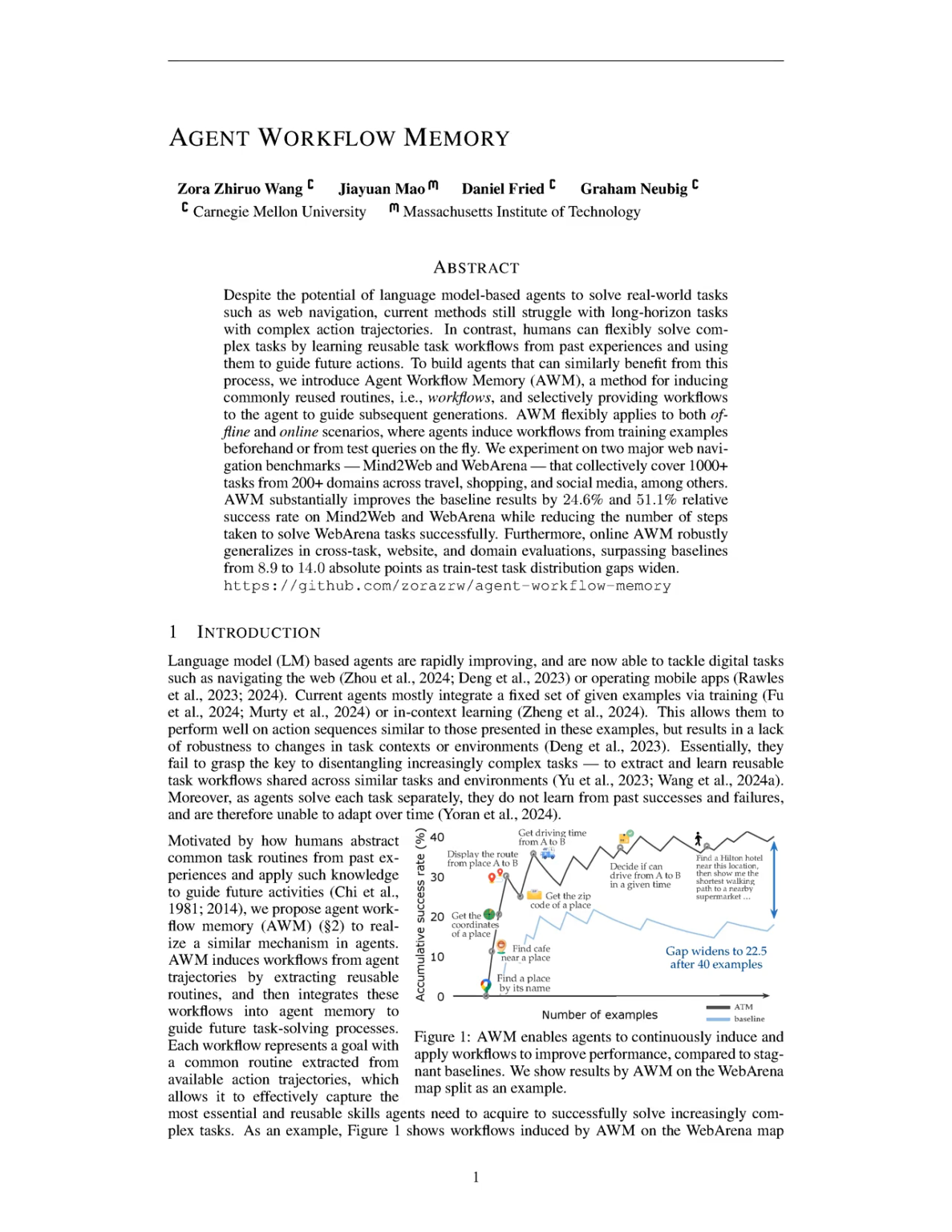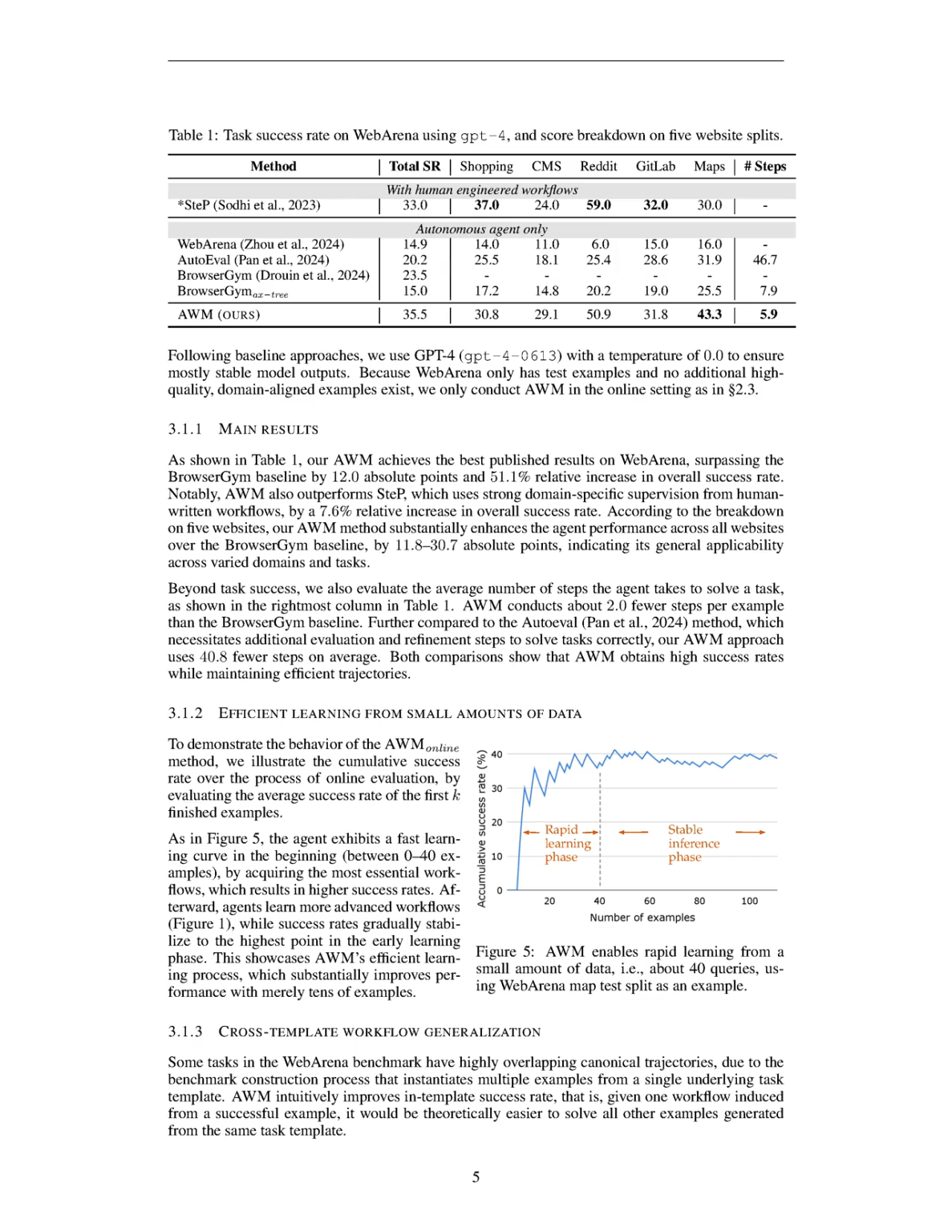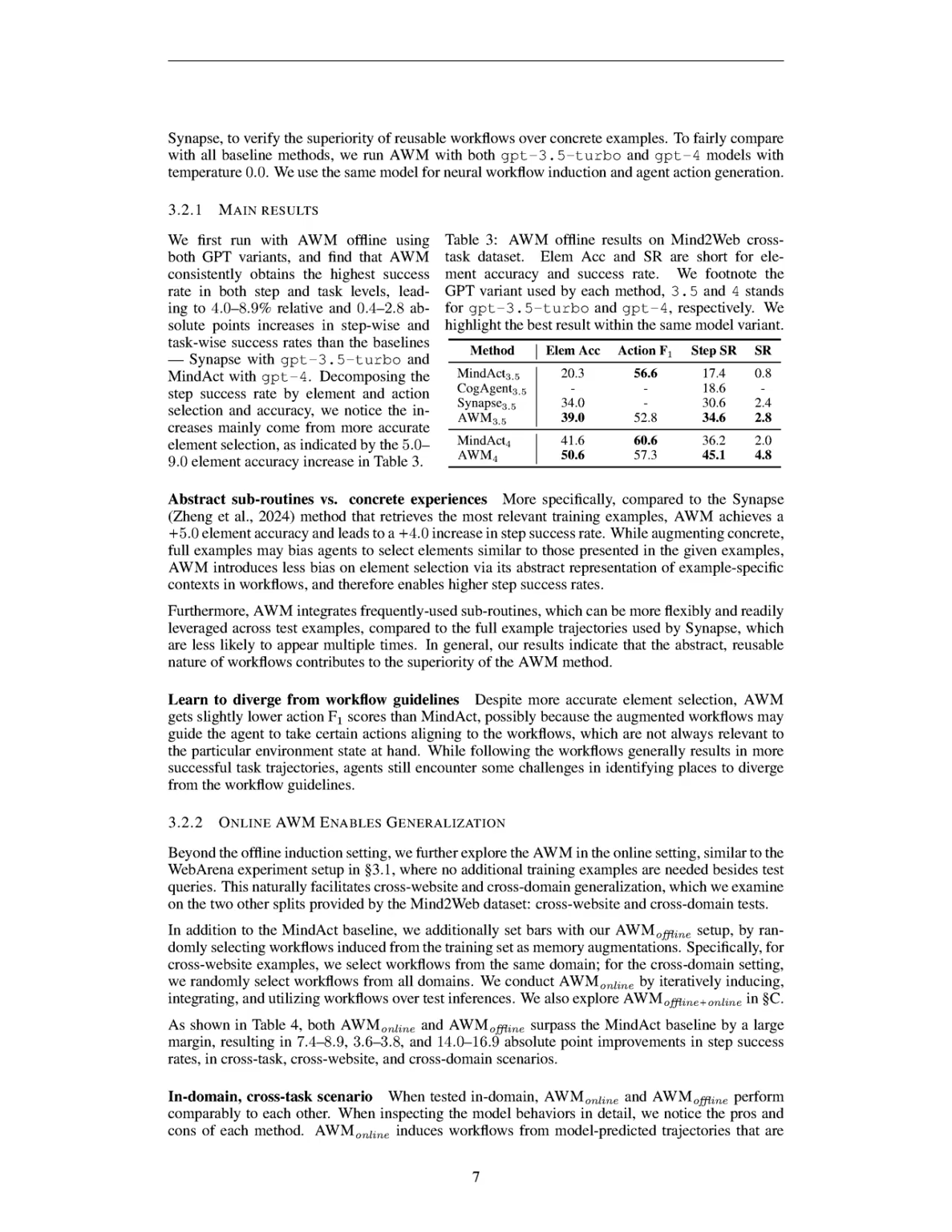The evaluation metrics included the average number of steps taken to complete tasks, with AWM demonstrating about 2.0 fewer steps per example than BrowserGym. In Mind2Web, AWM's effectiveness was gauged using stepwise success rates, where it achieved a 24.6% relative improvement over baseline methods. The experiments also included cross-task, cross-website, and cross-domain evaluations to assess AWM's generalization capabilities, with significant absolute point improvements reported across these scenarios.